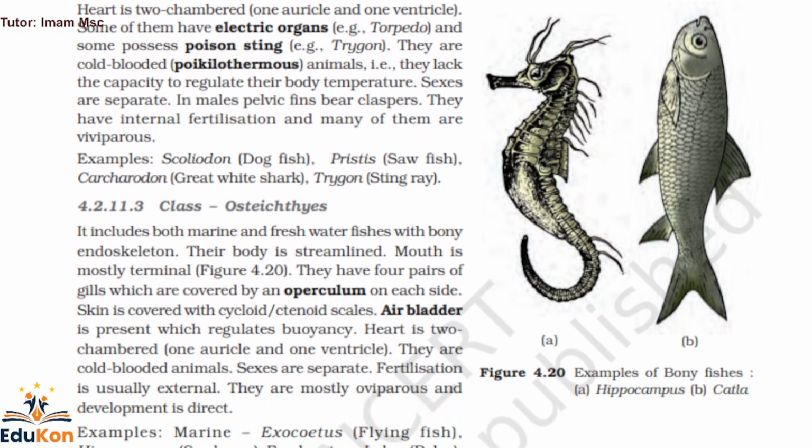So all these are the examples. If you see the difference between these classes, Chondrichthyes and Osteichthyes: in Chondrichthyes, they are viviparous, whereas Osteichthyes are oviparous. Remember, this is very important. In match the following questions also, you can face such differences and similarities.